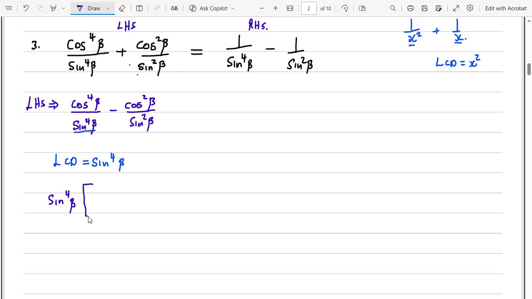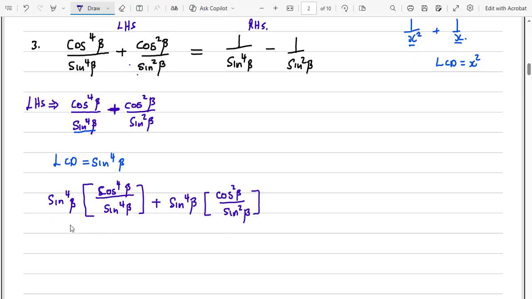We need to take this, multiply the first term, which is cos to the power 4 beta, and this is divided by sine to the power 4 beta, close the bracket. Then I think we made a mistake here. This is not a negative, it's a positive. So I'm going to bring the positive down there. Then I take my LCD and multiply that other term. Okay, nice. So when you're done, make sure that you divide everything by that LCD.